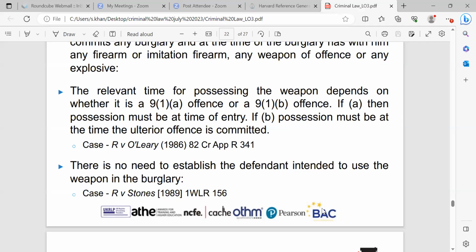There was no need to show that he intended to use it in the course of the burglary. Saying that he intended to use it for self-defence showed that he intended to use it to cause injury. The trial judge had erred, but it was a mistake that was advantageous to the defendant, so he could not complain about it.